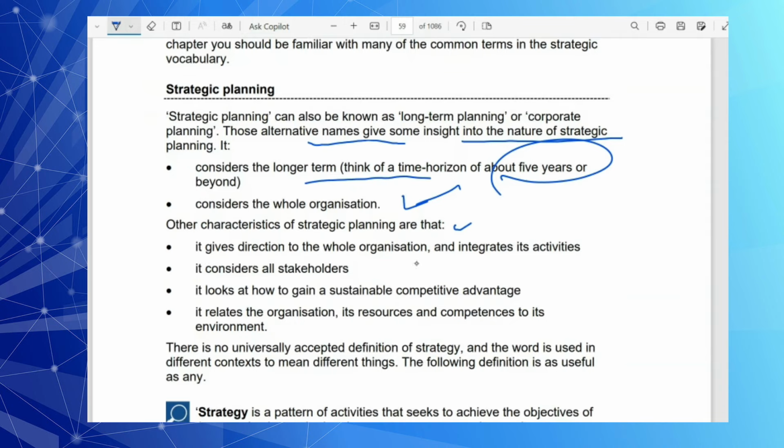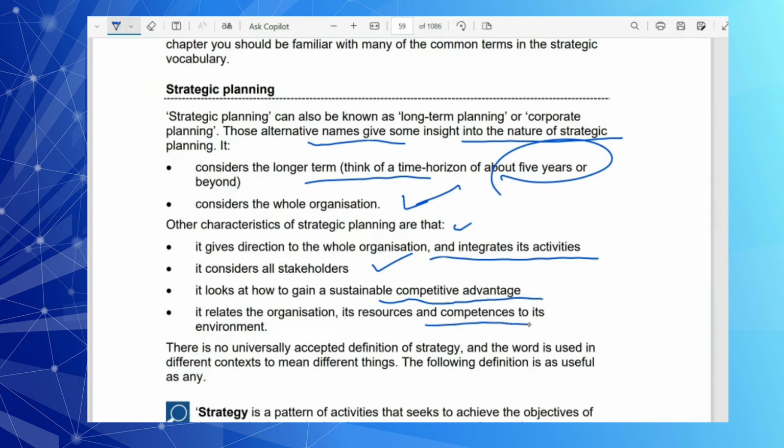It considers all stakeholders. It will not consider only the investors. It will take care of all other stakeholders, like the financial institutions who give funding, and the suppliers. If you don't care for the suppliers, then your problem will be there. If you overlook one area, it will create trouble. It looks at how to gain a sustainable competitive advantage. Absolutely. It relates the organization, its resources and competence, to its environment.